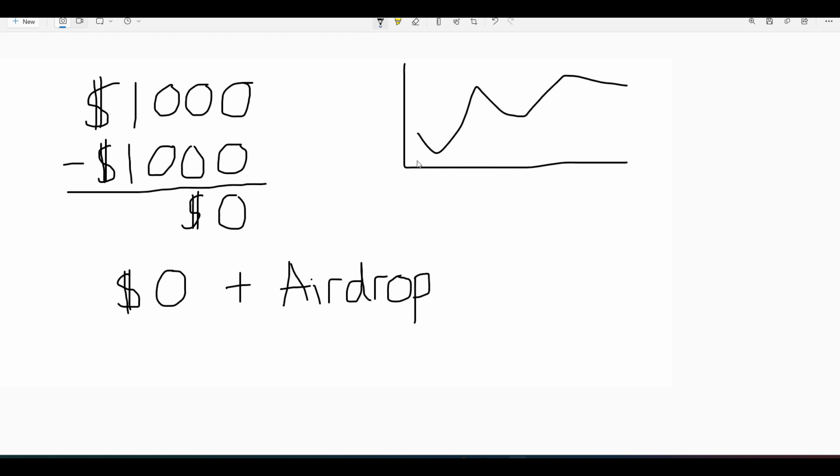So basically the price of OMG could go up, down or sideways. It doesn't really matter. The value of your portfolio is going to stay stable, because whatever money you make going up, you lose on your short, and whatever money you make on a short, you lose on your long. So you just have $0 exposure, but you also have the airdrop to look forward to as well. So why would you actually want to bother doing this?